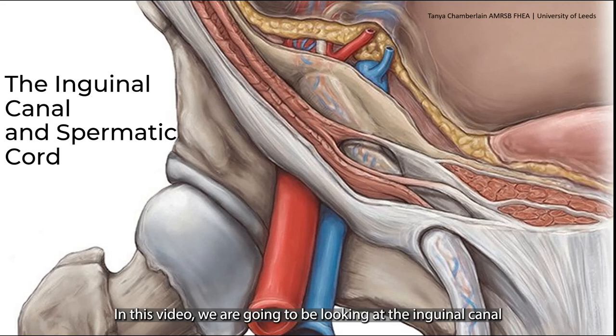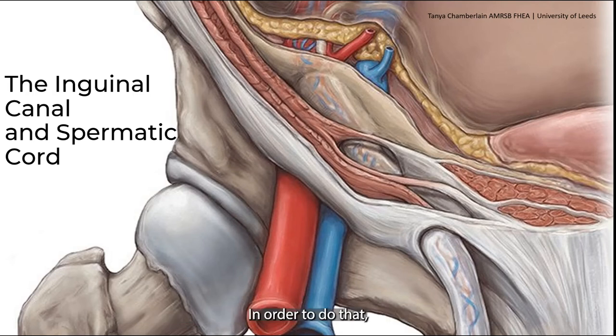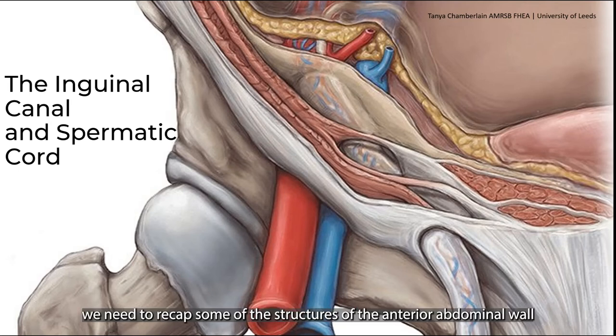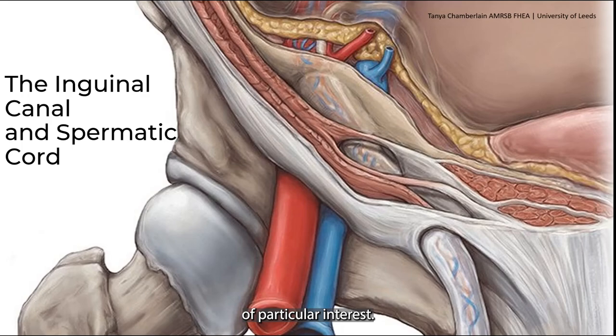In this video, we are going to be looking at the inguinal canal with specific focus on the formation of the spermatic cord. In order to do that, first we need to recap some of the structures of the anterior abdominal wall of particular interest.